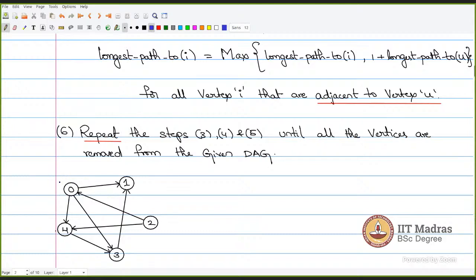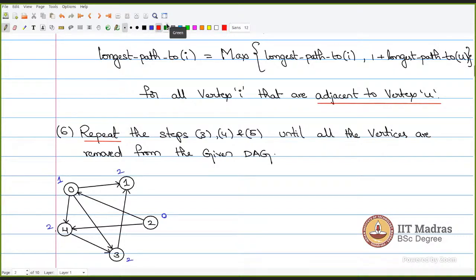In degree of vertex 0 is 1. Vertex 1 is 1. What is the in degree of vertex 2? It is 0. And vertex 4 has 2, vertex 3 has 2. So these blue color numbers are the in degrees of every vertex.